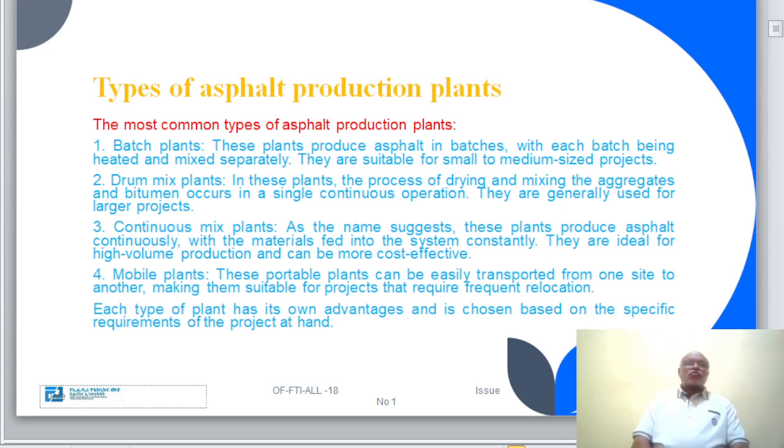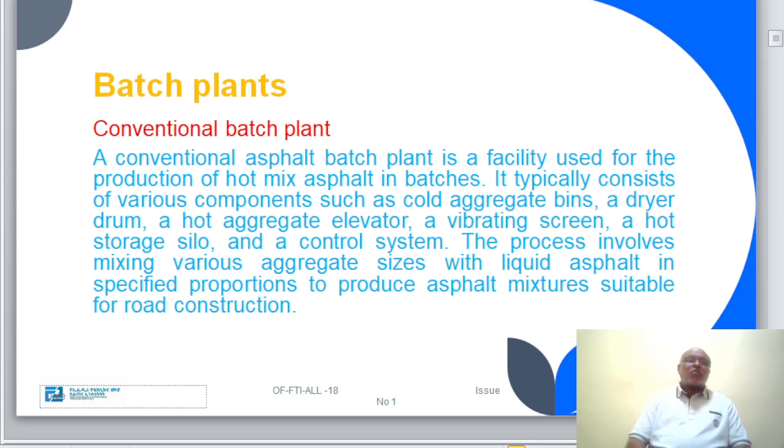The above two categories split into two subcategories. The first category splits into conventional batch plant and batch heater plant. The second category splits into parallel flow drum mix plant and counter flow drum mix plant. Now let us proceed to batching plant, which is conventional batching plant.